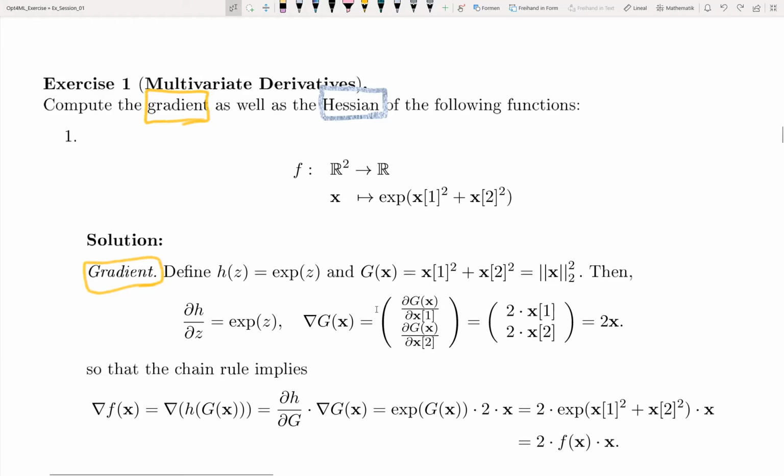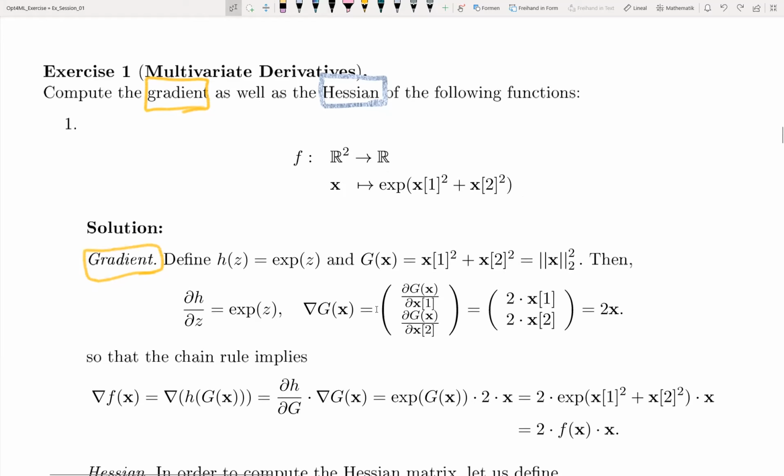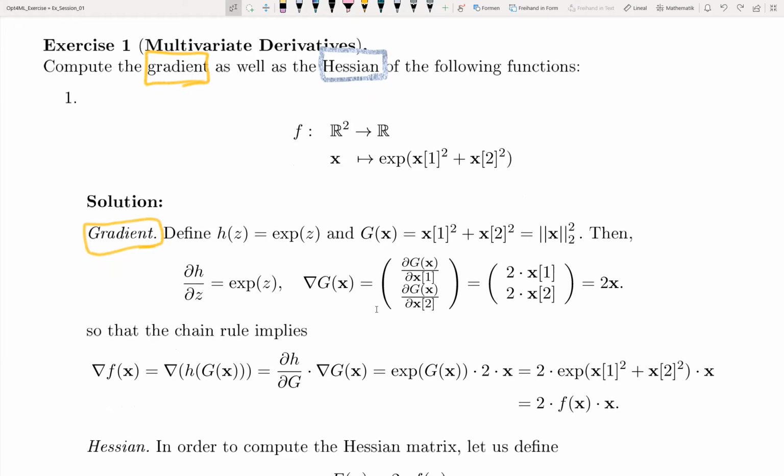All right, and then we can apply our chain rule. So we need the derivative of the function h. Well, easy going. Exponential function, what is the derivative? It's the exponential function itself. What about the gradient of g? Well, here we have to think about what this is. So what's the partial derivative of the function g with respect to the first component?